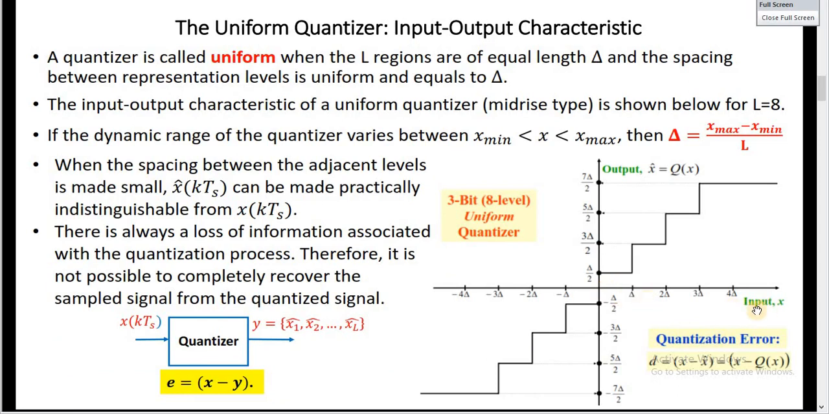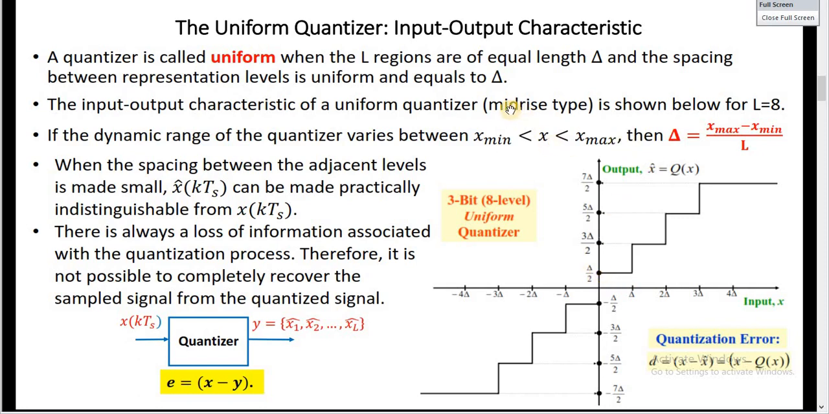For values of the input to the quantizer between 0 and delta, the output of the quantizer is a constant value, delta over 2, irrespective of the actual value of the sample x. Similarly, if the input sample x falls between delta and 2 delta, then the output is taken halfway between delta and 2 delta, which is at 3 delta over 2. And again, this value is constant irrespective of the actual value of the sample.